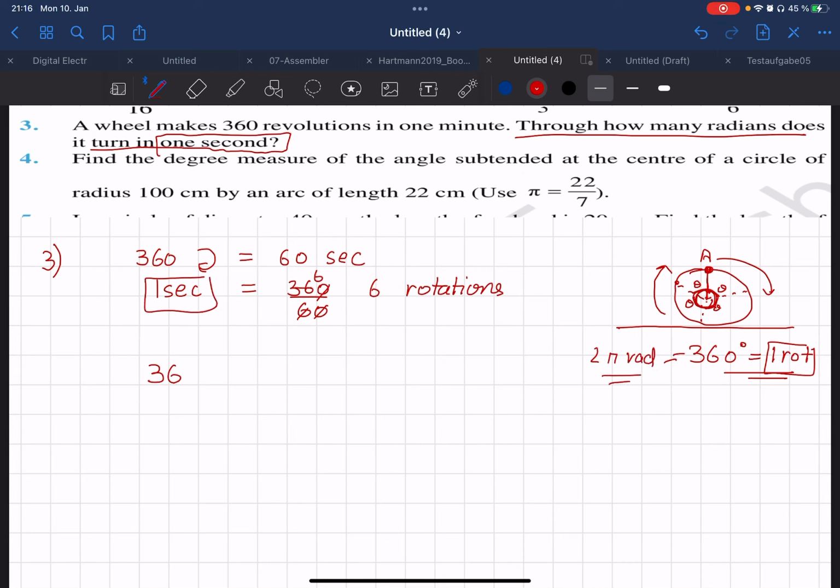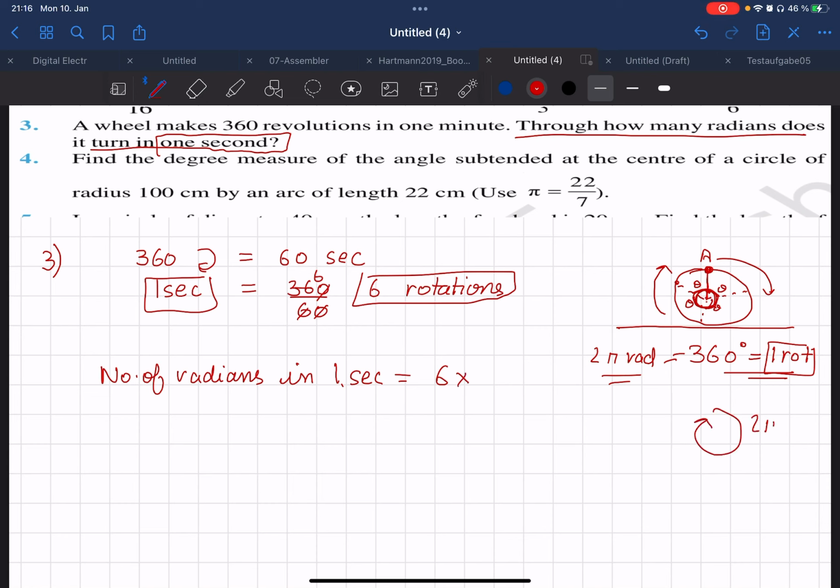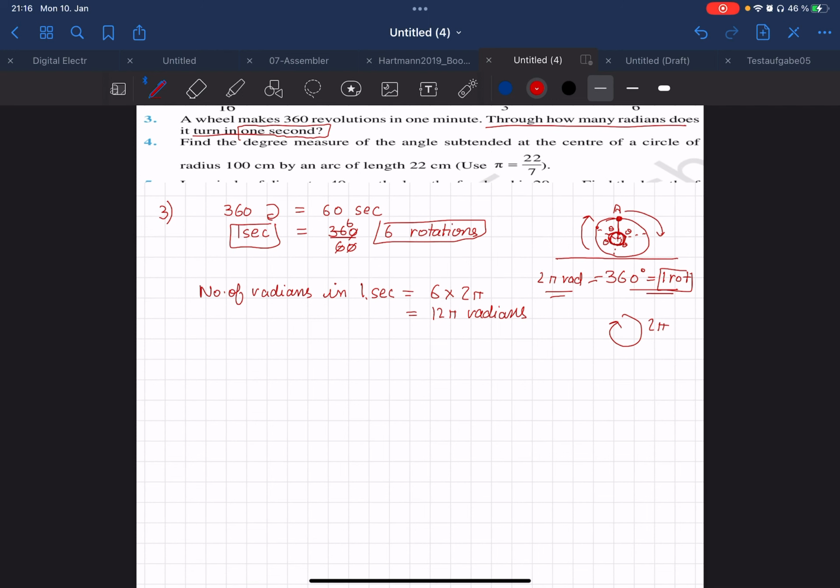So in 1 second it took 6 rotations, so we can just write that number of radians in 1 second is equal to how many rotations in 1 second? 6, times how many radians does one rotation take? 2 pi. So 2 pi. So that is 12 pi radians. Very simple question. I guess a kindergarten kid could do it. Not kindergarten, but okay. Very intelligent kindergarten kid.